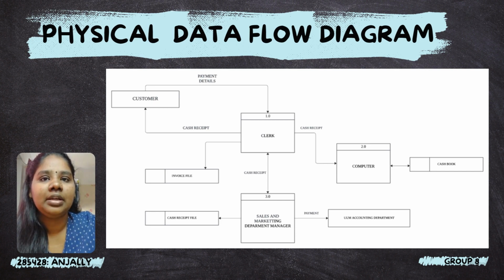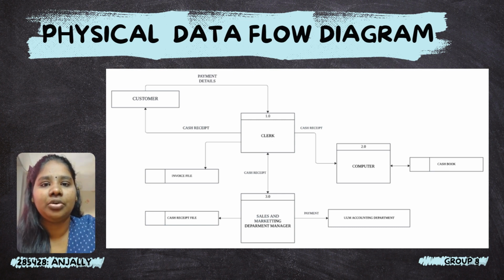And the sales and marketing department manager reviews this file as part of the step labeled 3.0. Last, after approval from the manager, it becomes an official payment that is recorded by the accounting department.